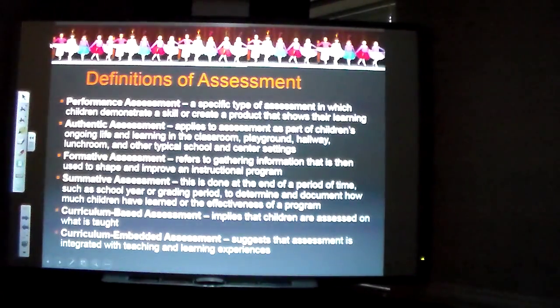Curriculum-based assessment, children are assessed on basically what is taught, follow the standards, and you test them on the curriculum. Curriculum-embedded assessment means that different learning experiences occur over time, and the curriculum guides and models what's going to happen.